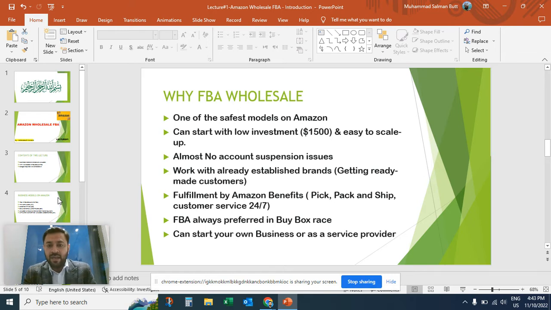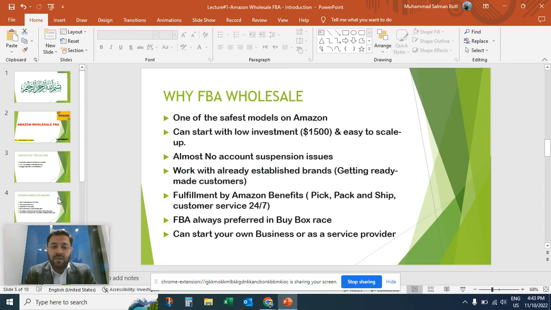It can be started with very low investment like $1,500. I have explained the whole breakdown of this $1,500 in our upcoming slides. And in this model, we work with already popular brands, or products which are already being sold on Amazon. So we don't need to run expensive campaigns to reach our customers. There are ready-made customers already available on Amazon looking for these products.